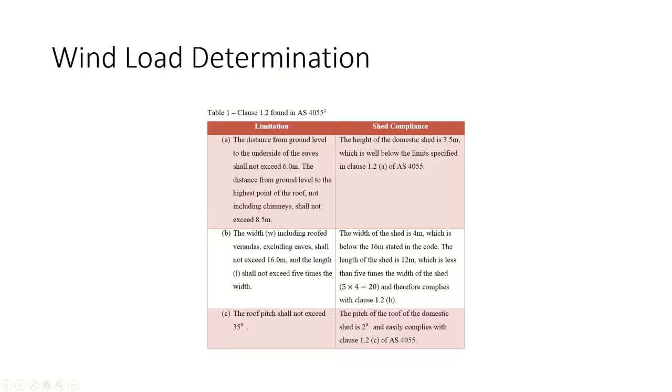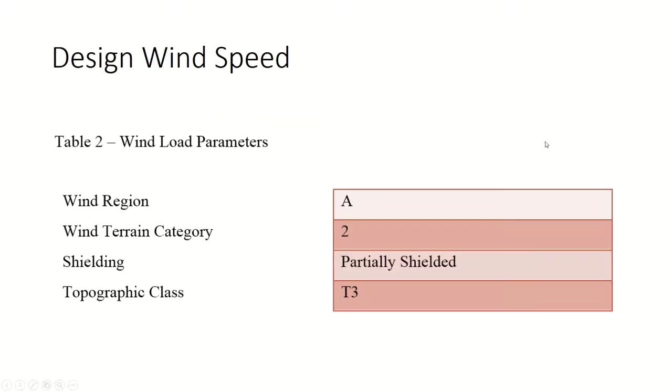To determine the wind loads that the domestic shed will be subjected to, Australian standards must be used. As shown in Table 1, the domestic shed complies with the limitations of AS 4055 and therefore will be used to calculate the wind loads that will be placed upon the shed. Outlined in Table 2.1a of AS 4055 is the design gust wind speed for non-cyclonic regions. This table identifies the wind speeds that the shed will be subjected to.